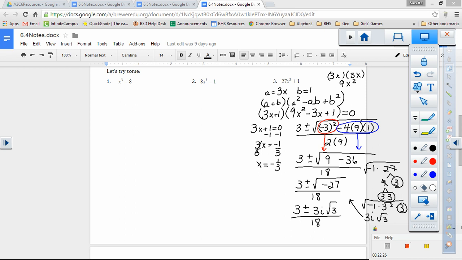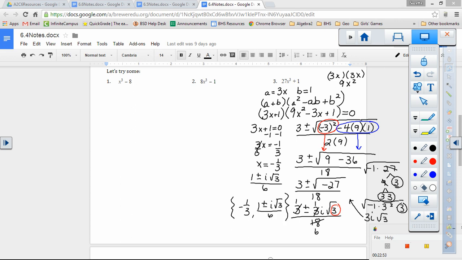And let's reduce. Again, do not reduce the queen. She is protected in her castle. 3 goes into 3 once, 3 goes into 3 once, 3 goes into 18 6 times. So I have 1 plus or minus i square roots of 3 over 6. So my roots: -1/3, and 1 plus or minus i square roots of 3 over 6.